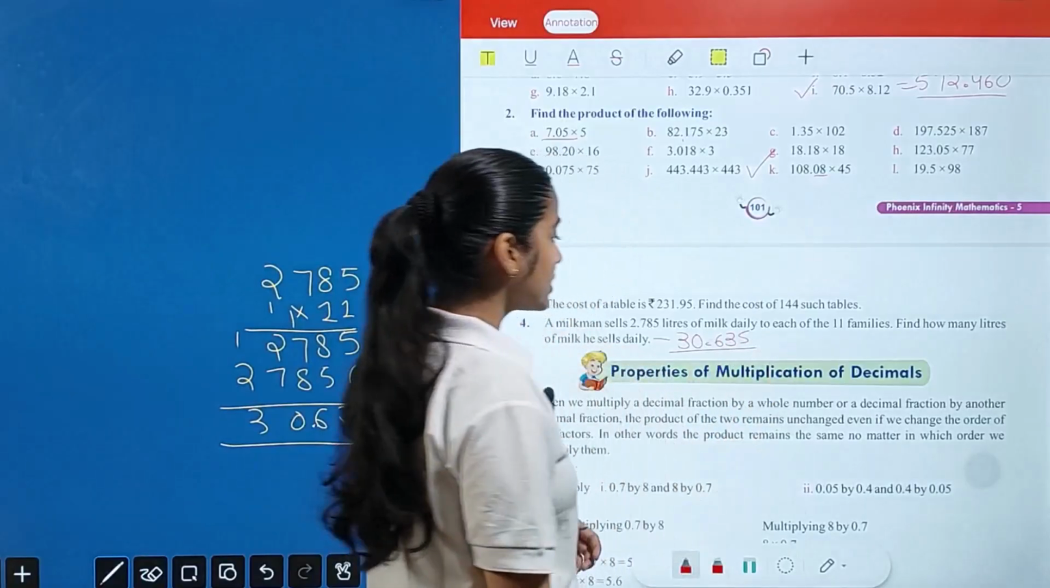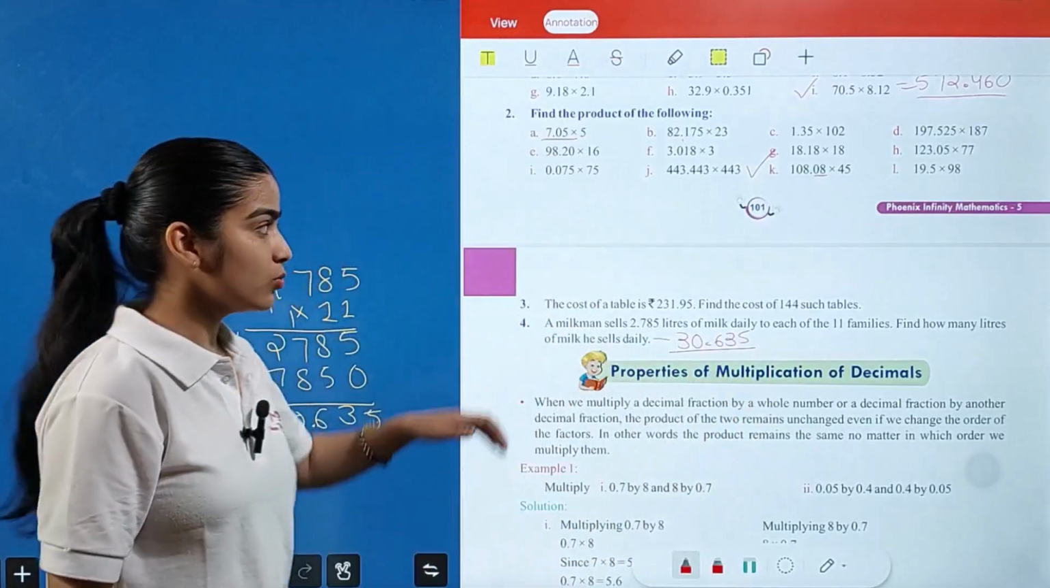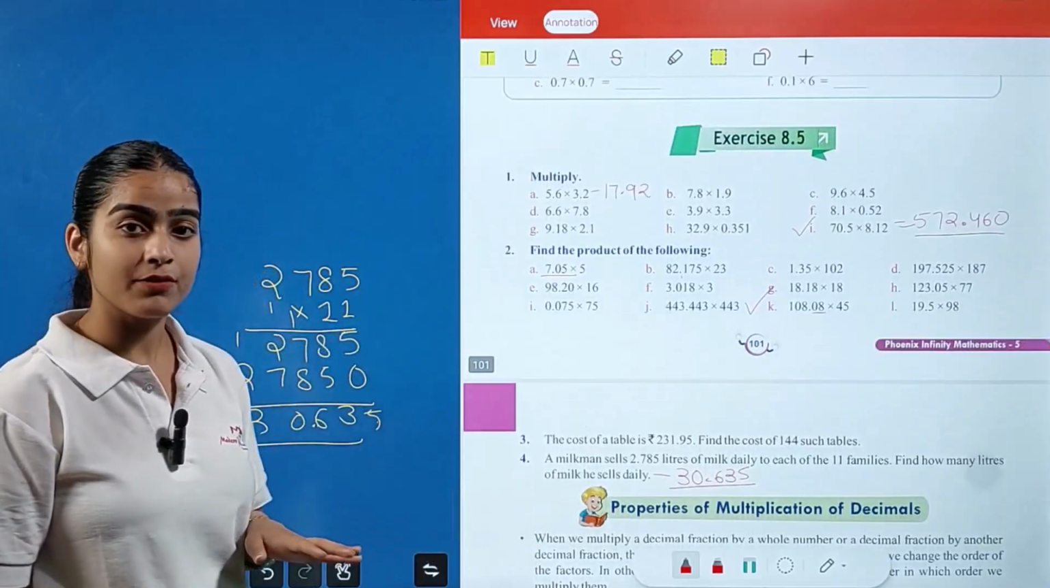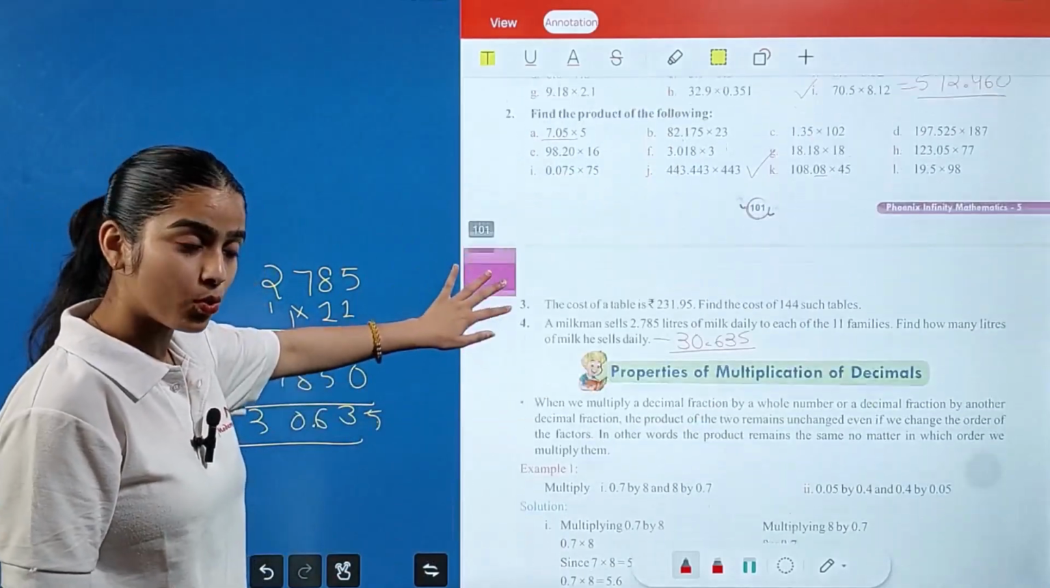I hope, students, these questions are clear to you, and you can do the rest of the questions which I have left in this exercise on your own.